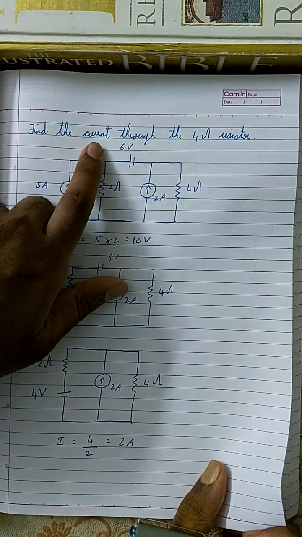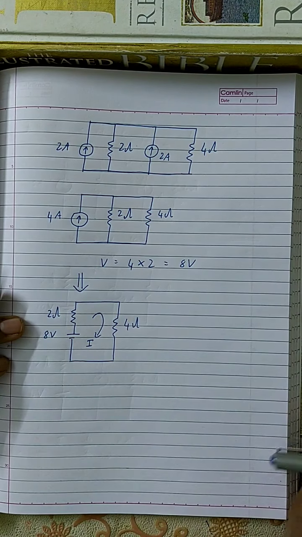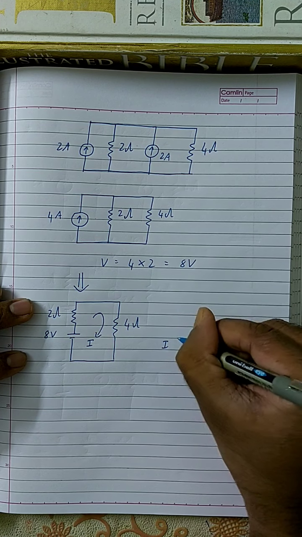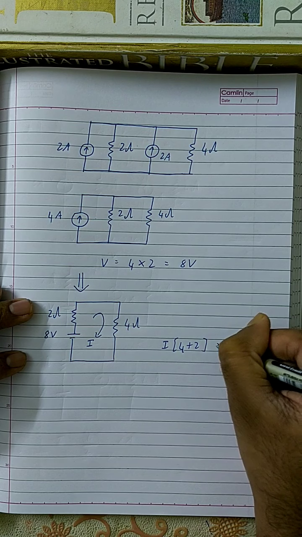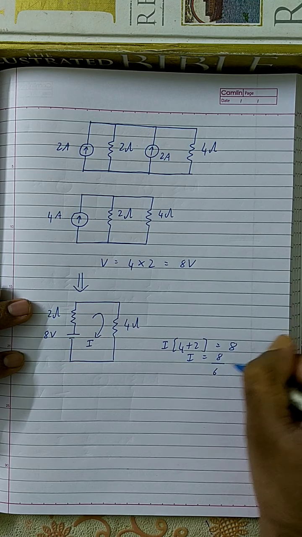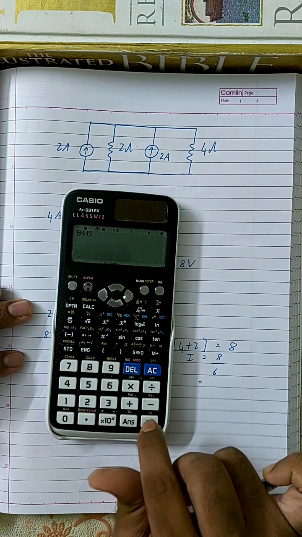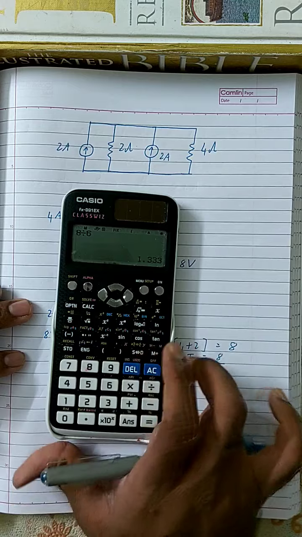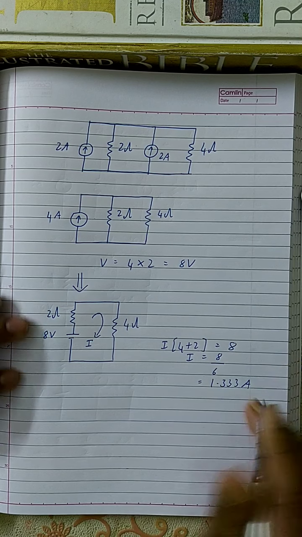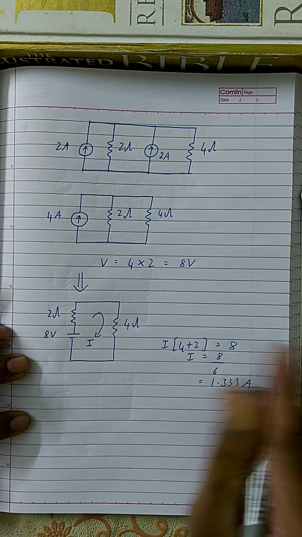What do you want to find? You want to find the current through the 4 ohm resistor. So simply find the current using Kirchhoff's voltage law. Here you have I into (4 plus 2) is equal to 8. In other words, I is equal to 8 by 6, which is equal to 4 by 3, which is 1.333 amperes. So the current through the 4 ohm resistor is 1.333 amperes.